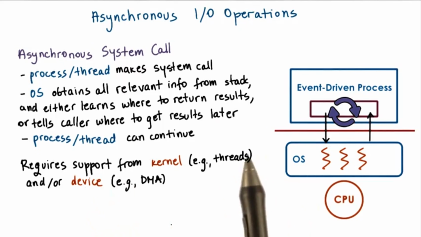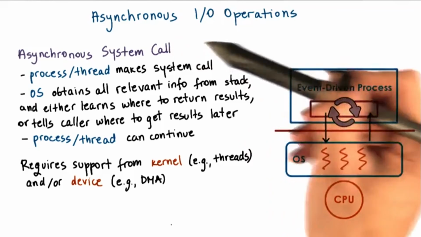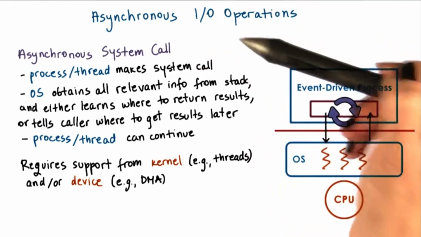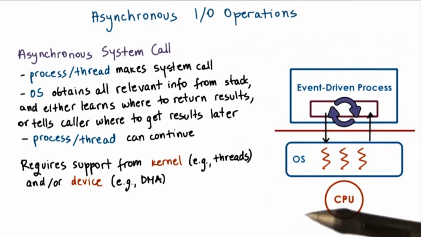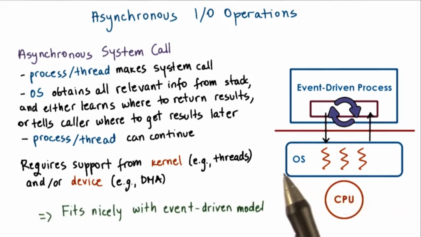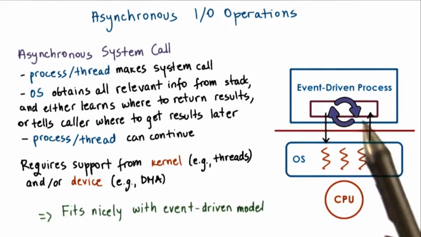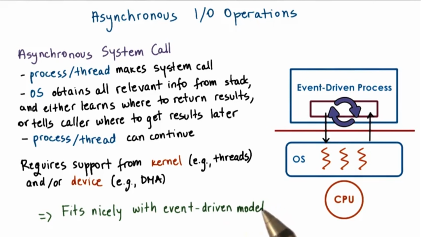What you need to know for now is that when we're using asynchronous I/O operations, our process will not be blocked in the kernel when performing I/O. In the event-driven model, if the handler initiates an asynchronous I/O operation for network or for disk, the operating system can simply use a mechanism like select or poll or epoll that we mentioned before to catch such events. So in summary, asynchronous I/O operations fit very nicely with the event-driven model.